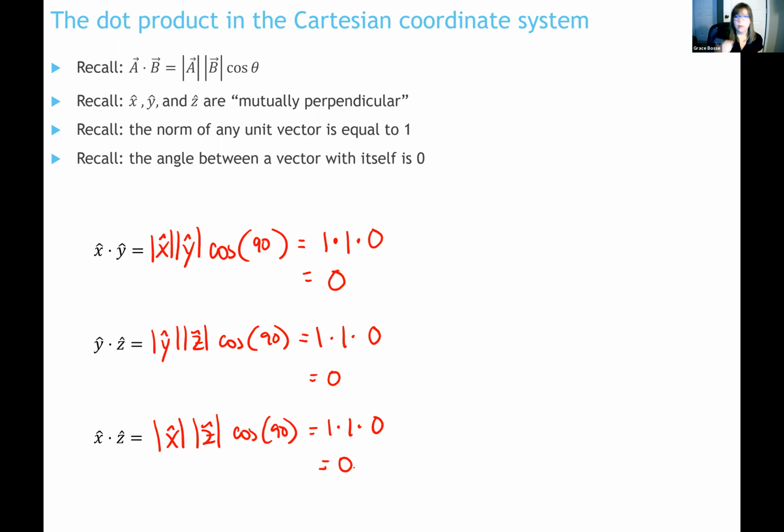And that's a big reason why we usually choose the Cartesian coordinate system, because it's convenient that the unit vectors that define that system are perpendicular to each other. Simple stuff like this pops out and we can use that to our advantage.